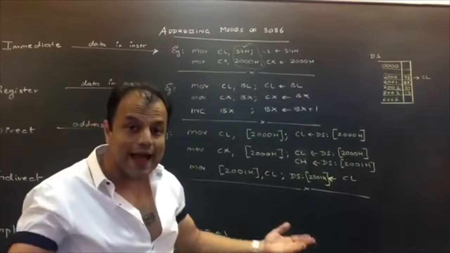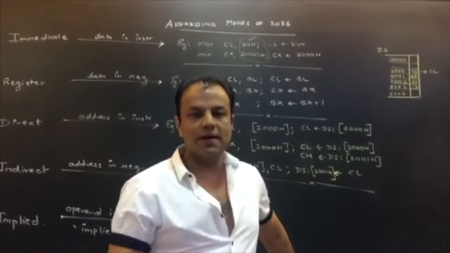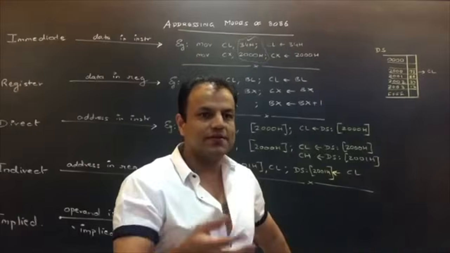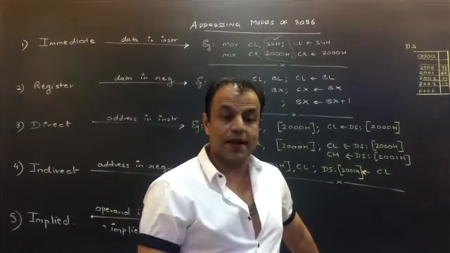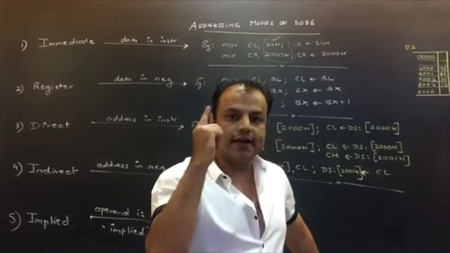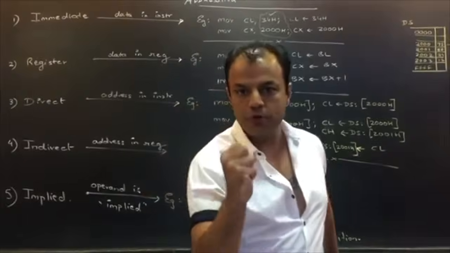Instead of move, you can write add. If I write add BL, 25, what am I doing? BL plus 25, the result is stored in BL. So what is important is not whether you're doing move or add or subtract. What is important is data should be there in the instruction. If data is there in the instruction, it is immediate addressing. Tell me, I hope you got this.